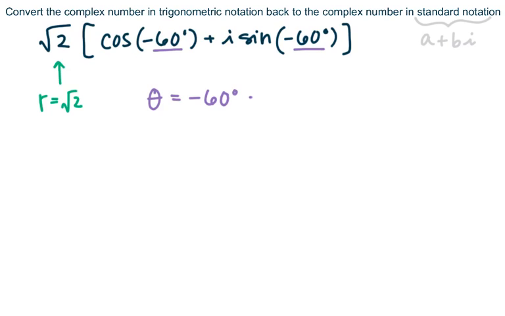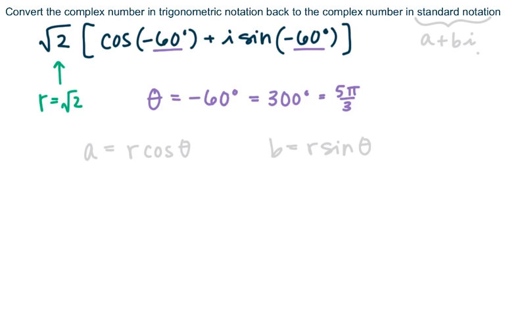And of course, we could always turn that to a positive coterminal angle by adding 360 and say that that would be positive 300 degrees. You could also use radian measure if you want. Just for extra practice, in radian measure, that would be positive 5 pi over 3. All of those are the same. All right, so let's find our a and b. Remember, a equals r cosine theta, and b equals r sine theta. So these are two formulas that we know. We derived them in the video before this.